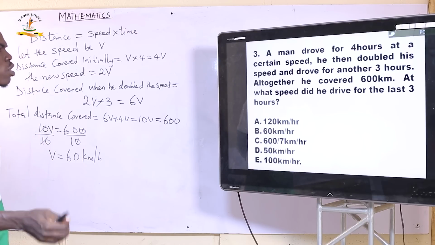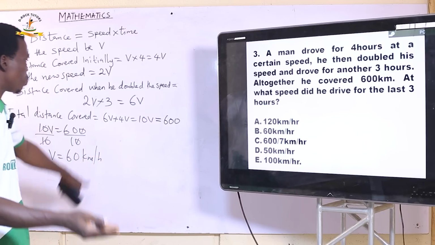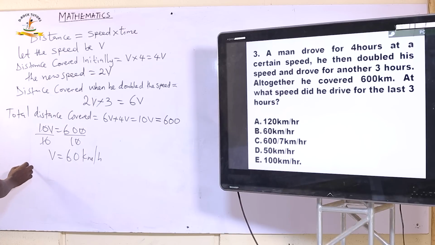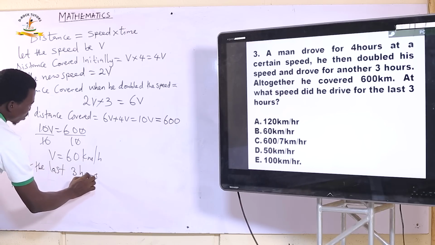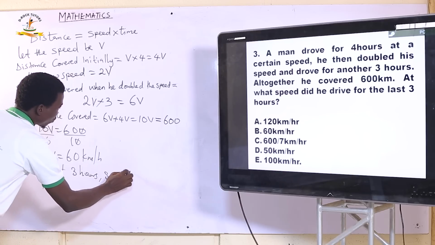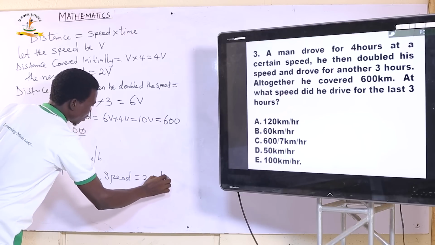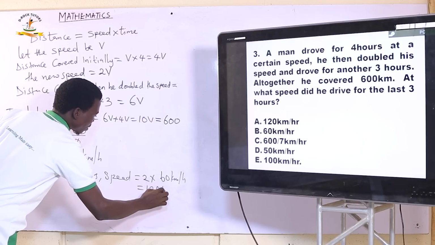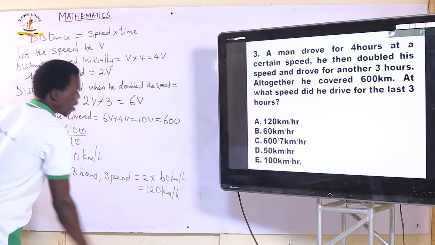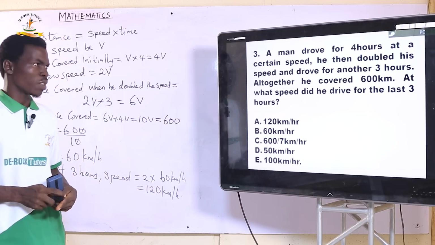So it says, at what speed did he drive for the last 3 hours? Don't forget that for the last 3 hours, he doubled this speed. So the speed for the last 3 hours becomes, don't forget, we've already said it was going to be 2V. We now have 2 times 60 kilometers per hour, and this is simply 120 kilometers per hour. That is it. So the correct option here is A. So it is 120 kilometers per hour.